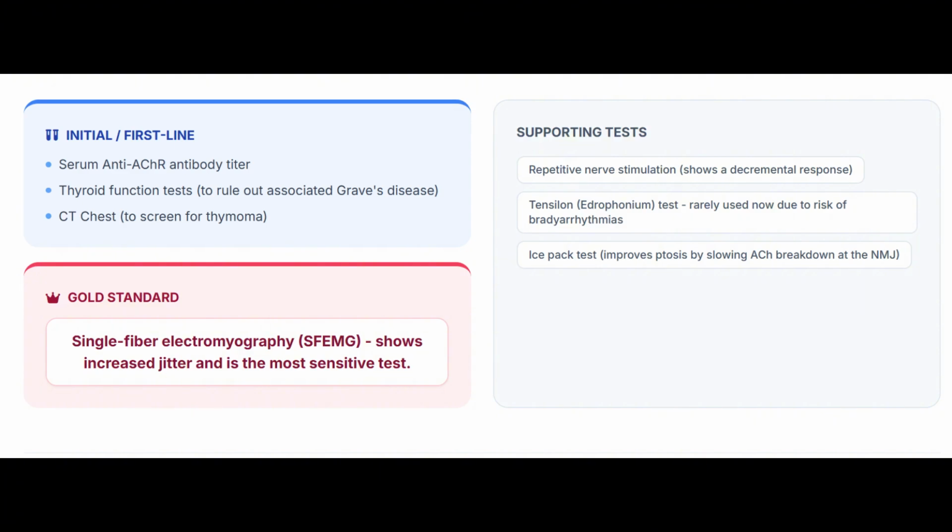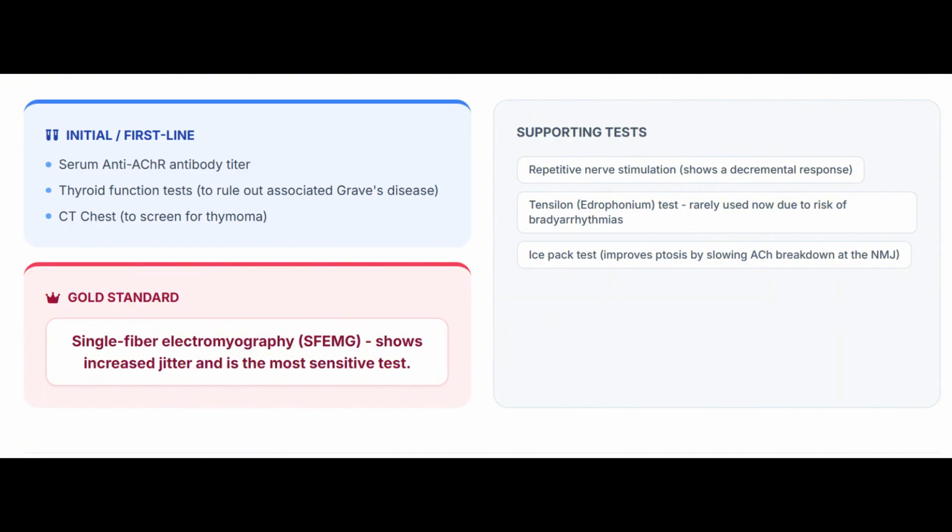Supporting these are several physiological tests. Repetitive nerve stimulation typically shows a classic decremental response. While the Tensilon or Edrophonium test was historically common, it is rarely used today due to the risk of serious bradyarrhythmias. Instead, we often use the bedside ice pack test for patients with ptosis.